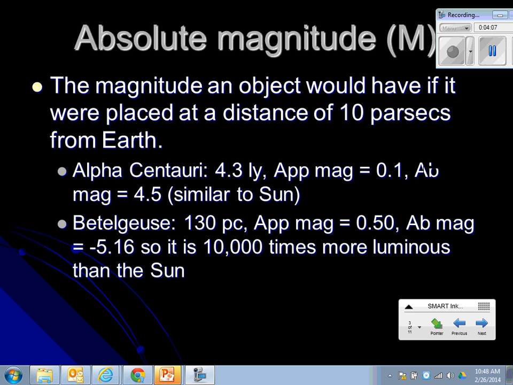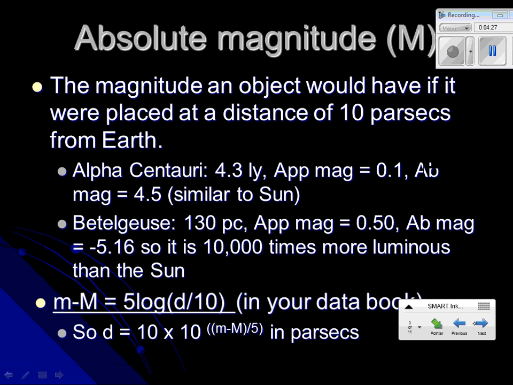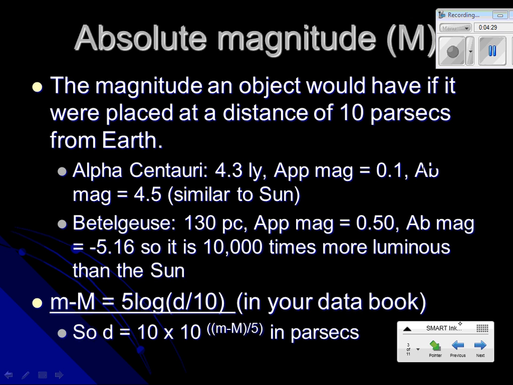And then Betelgeuse, on the other hand, which is 130 parsecs away, has an apparent magnitude of 0.5. It appears dimmer to us than Alpha Centauri. But its absolute magnitude is negative 5.16, so it's actually 10,000 times more luminous than Alpha Centauri, even though it doesn't appear that way. So the absolute magnitude scale gives you an indication of the actual luminosities of the objects. What's that?